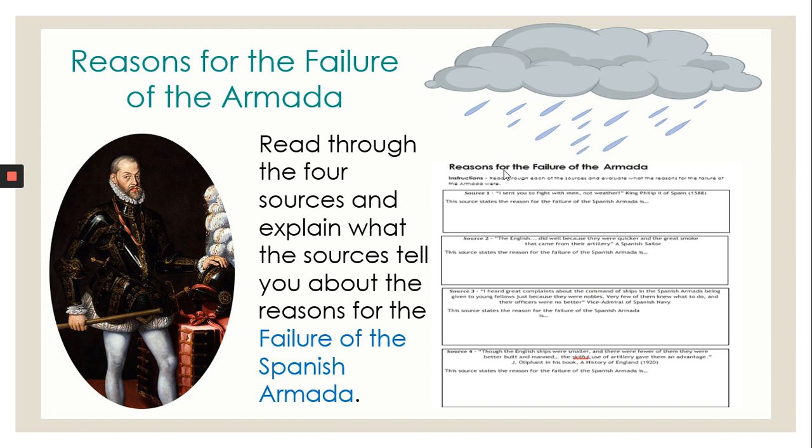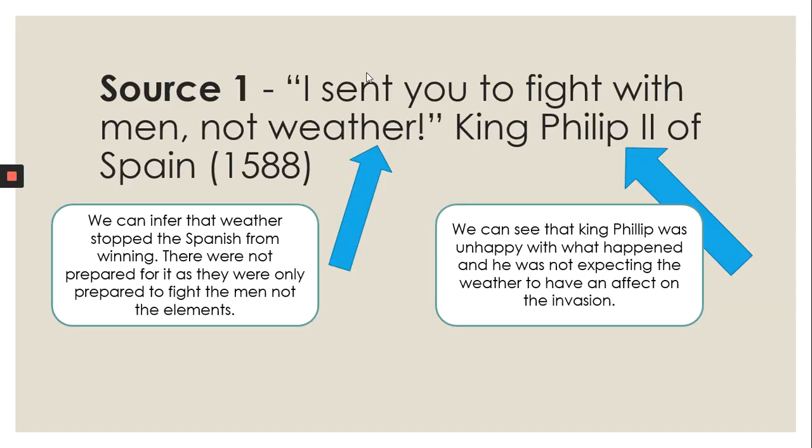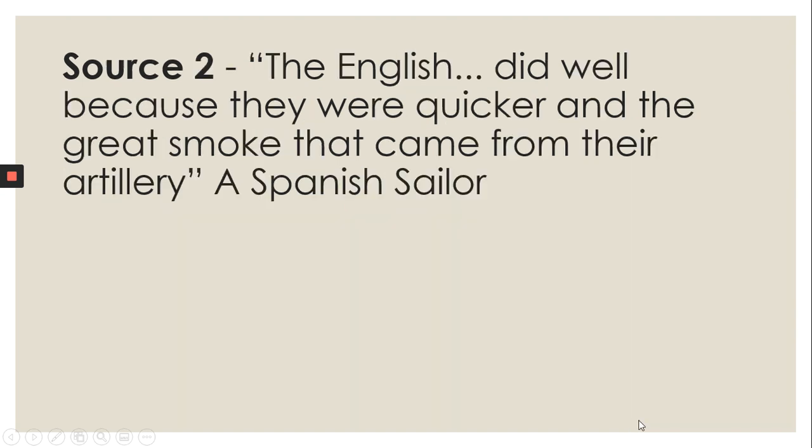Okay, then let's have a look how you did. Let's see if you picked up some of the same things as me. So the first thing you should have picked out is that King Philip is unhappy. King Philip II was not expecting the weather to stop his invasion. And we can infer the weather stopped the Spanish from winning. They were not prepared, and their men were not ready to fight the elements. So that's like the wind and the rain that destroyed their ships. So that's what Source 1 is telling you.